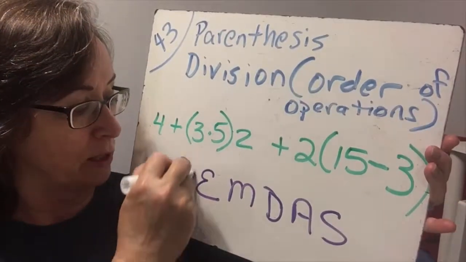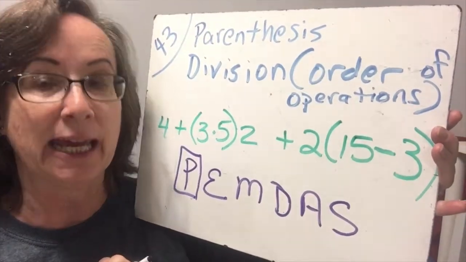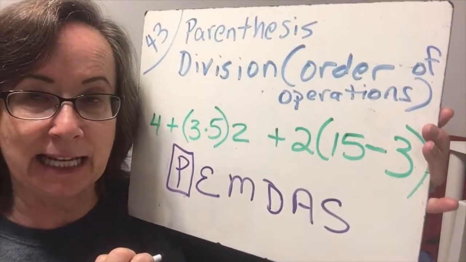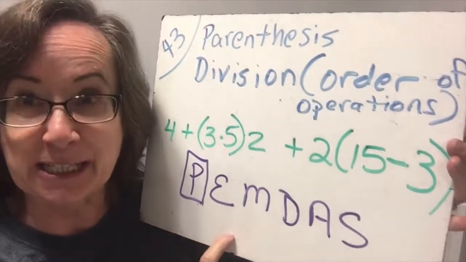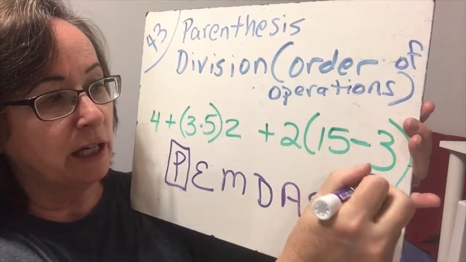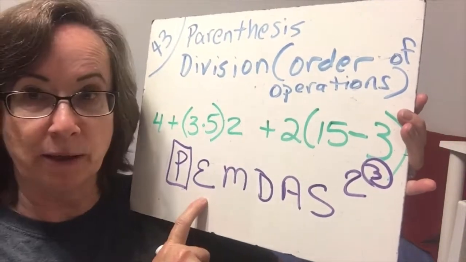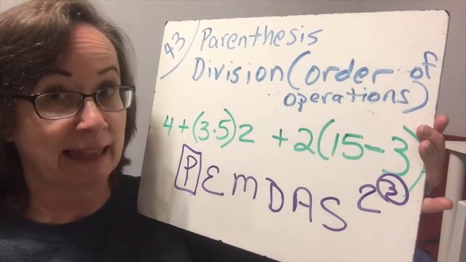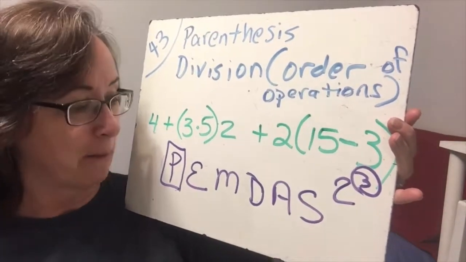We're always going to look for any kind of grouping symbol. We're going to attack that first in our math expression. E stands for exponents, not expressions. Exponents are things like 2 cubed. This is an exponent. It is a power, and exponents and roots come second in the order of operations. We'll deal with that later. We haven't gotten to that yet, but that's all right. I'm just giving you an overview right now.